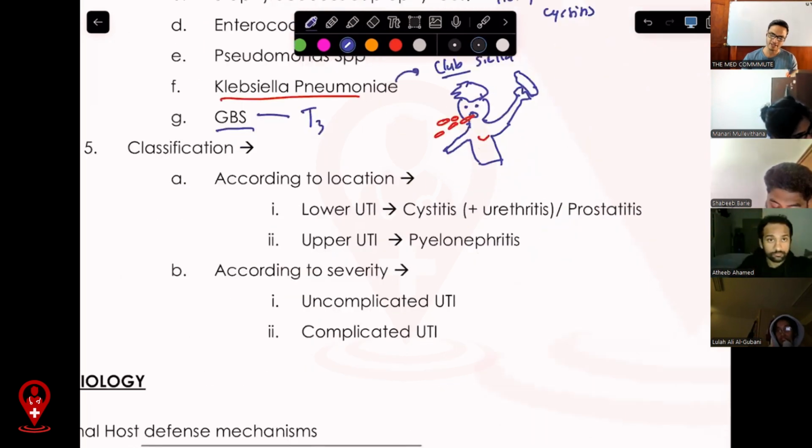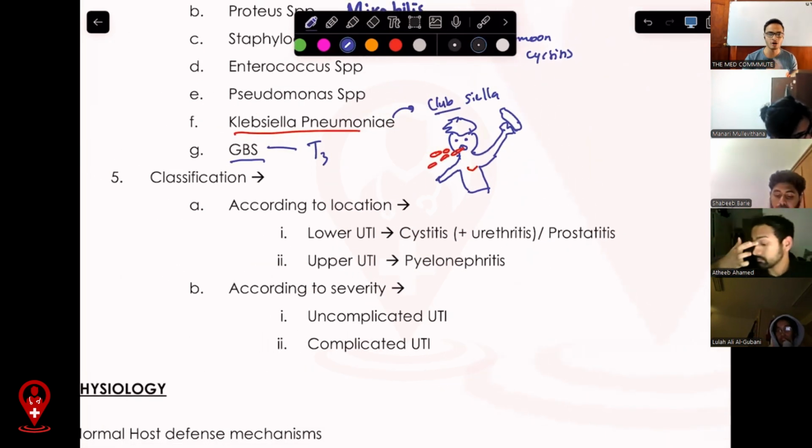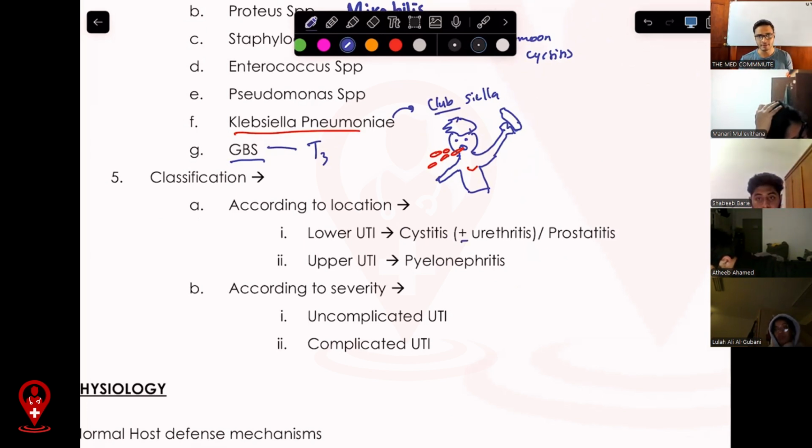Now we will come to the classification, guys. Now, classification, one thing you all already know, according to the location, right? Lower UTIs versus upper UTIs. Lower UTI is everything bladder and below. So cystitis, plus or minus urethritis, and prostatitis in males, right? We'll talk about that as well. Upper UTI, pyelonephritis. This pyelonephritis, guys, we consider it an emergency. We'll talk about that and how to manage that. Okay. Then according to the severity, guys, we divide urinary tract infections into complicated and uncomplicated.